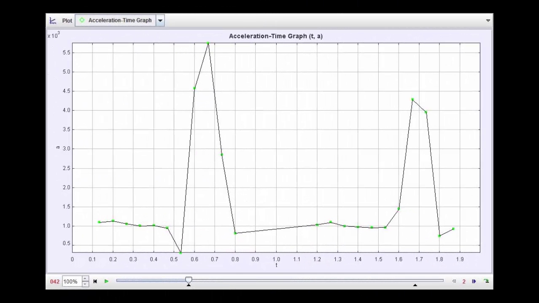Lastly, the acceleration time graph was again not very reliable due to the presence of air resistance, which made the overall motion of the ball extremely unpredictable.